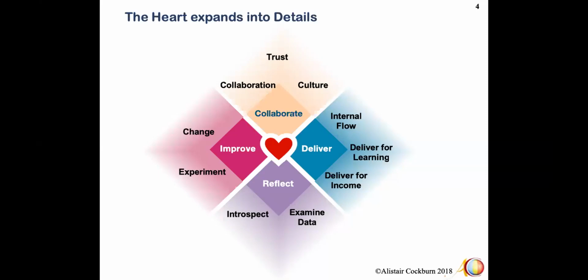So probes. So another synonym for deliver would be probe. We're probing into the world. And so that's deliver for learning. And then, of course, deliver for income is pretty normal. That's old school stuff. In reflect, there's two kinds of reflection. It's reflecting is about gaining insight. So we're trying to gain insight into everything.